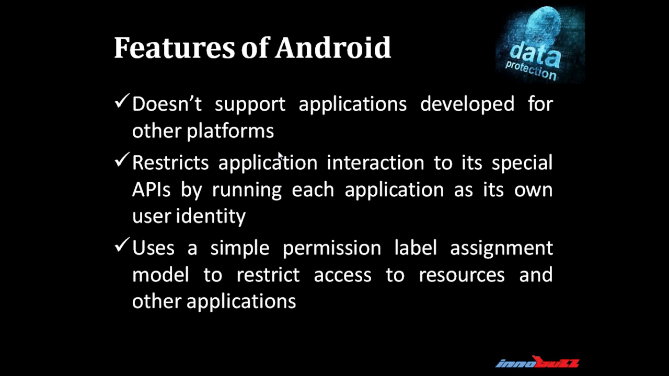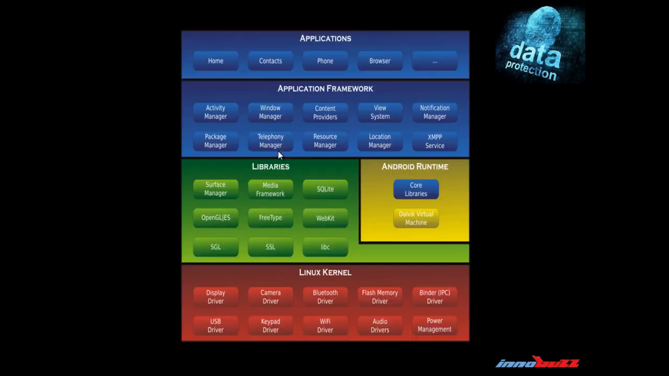Taking a look into the basic Android features. Android does not support applications developed for other platforms. It restricts application interaction to its special APIs by running each application as its own user identity. It uses a simple permission label assignment model to restrict access to resources and other applications. In the following image, you can see the applications, application framework, libraries, and Linux kernel, which is a part of Android application development.